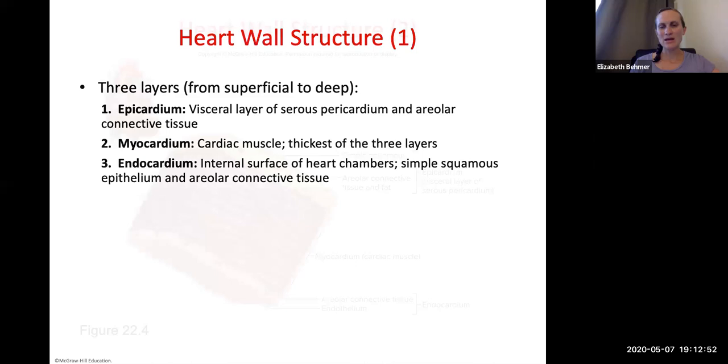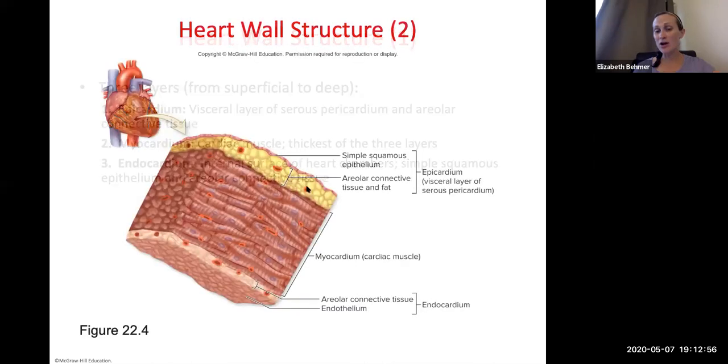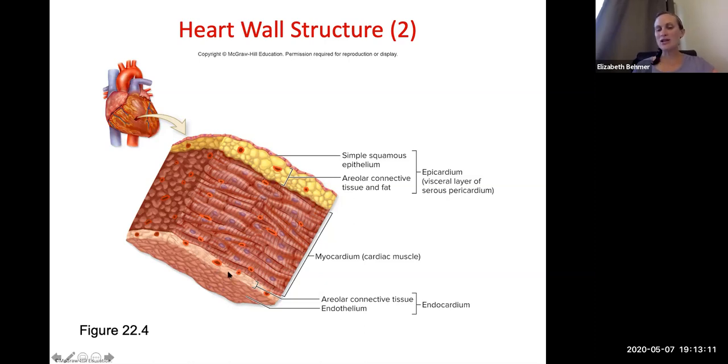Another look at the layers of the heart, showing the epicardium and the myocardium of cardiac muscle. You might notice from histology way back, you can see the branching cardiac cells in the myocardium and the intercalated discs. And then again, the endocardium is just the innermost layer of the heart wall.